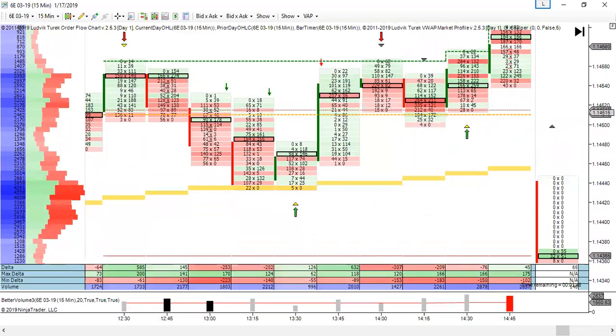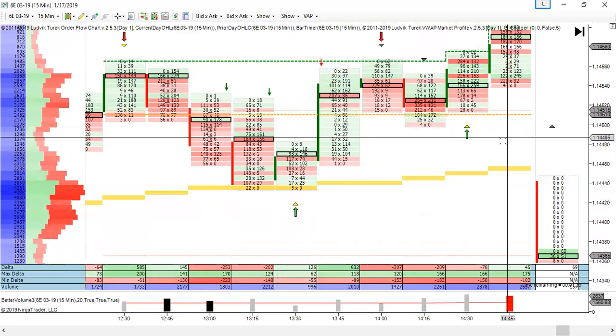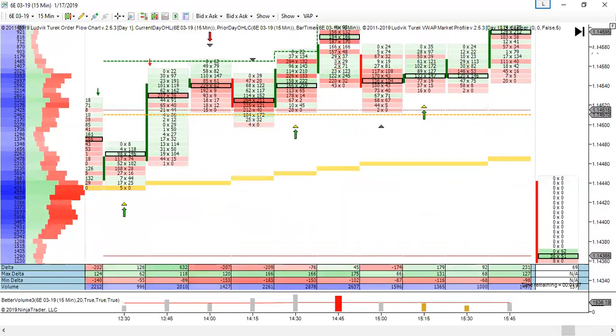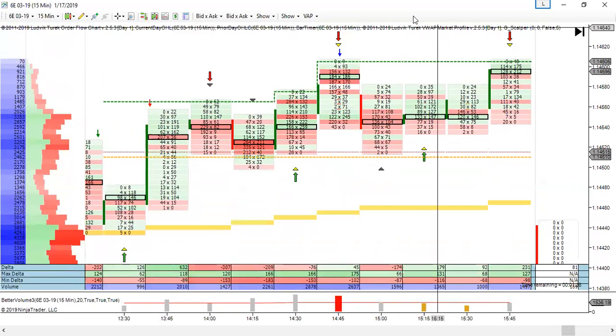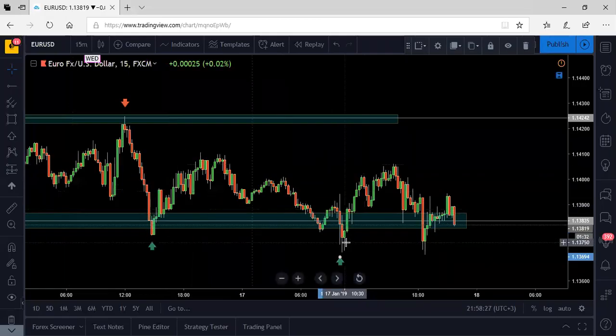So from here up to here, the market was sideways. This was like 2 hours, I think. Yeah, 2 hours. The market was just going back and forth, back and forth. And now let's go back to our normal chart and see. So this was the move over here.